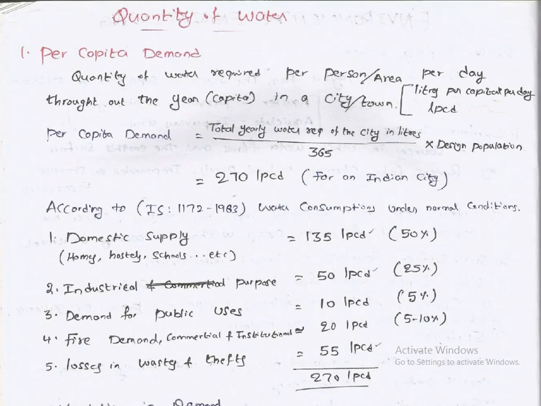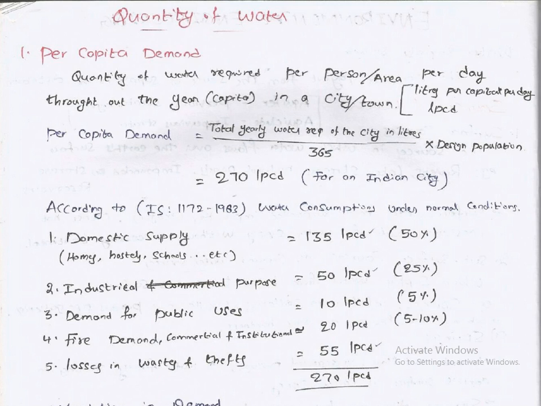Per capita demand: quantity of water required per person per day throughout the year in the city or town, in liters per capita per day, abbreviated LCPD. Per capita demand equals total yearly water requirement of the city in liters upon 365 times design population, which is 270 LCPD for an Indian city.